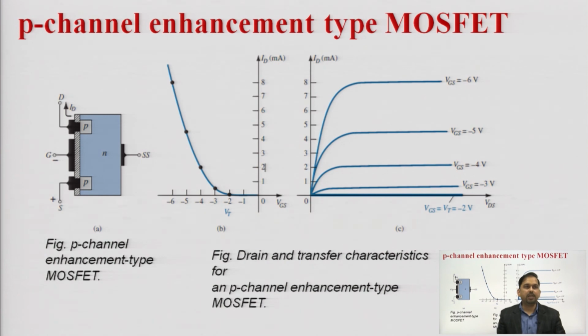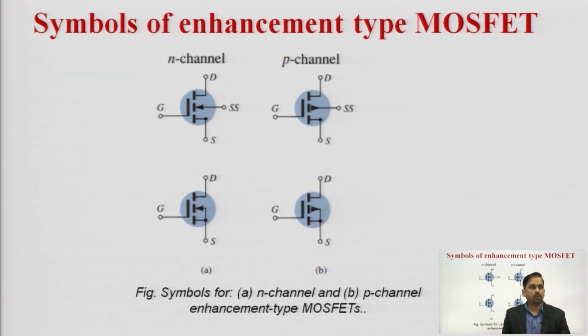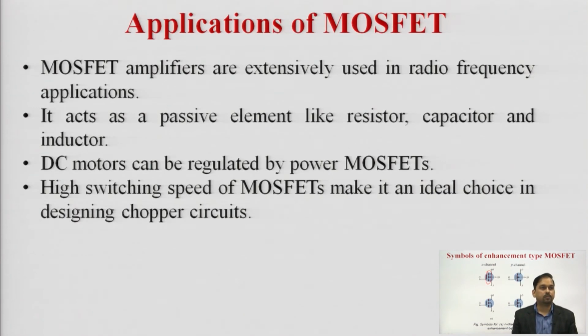Similarly, for the P channel enhancement type MOSFET, all the voltages will change, meaning VGS will be negative and VDS is also negative. So again the characteristics will be just a mirror image about the vertical axis. These are the symbols. We have seen that the channel is not present, so that is why the channel is dotted here, something like this. So we have the symbols for the N channel and P channel enhancement type MOSFET.